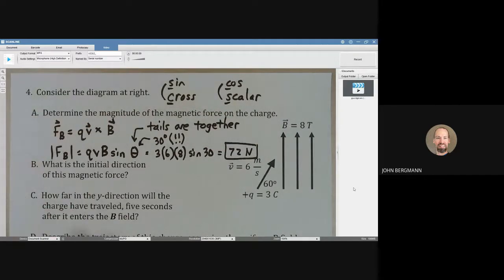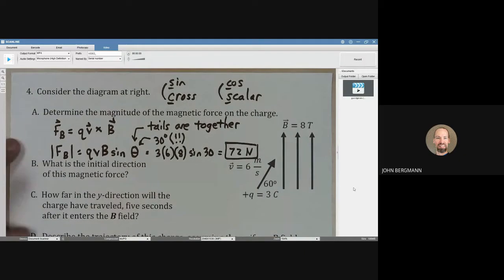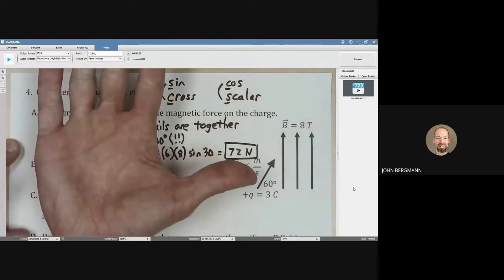What's the initial direction of this force? The y component is unaffected, but the x component of the velocity is going that way. This is a positive charge, so the force is towards us.